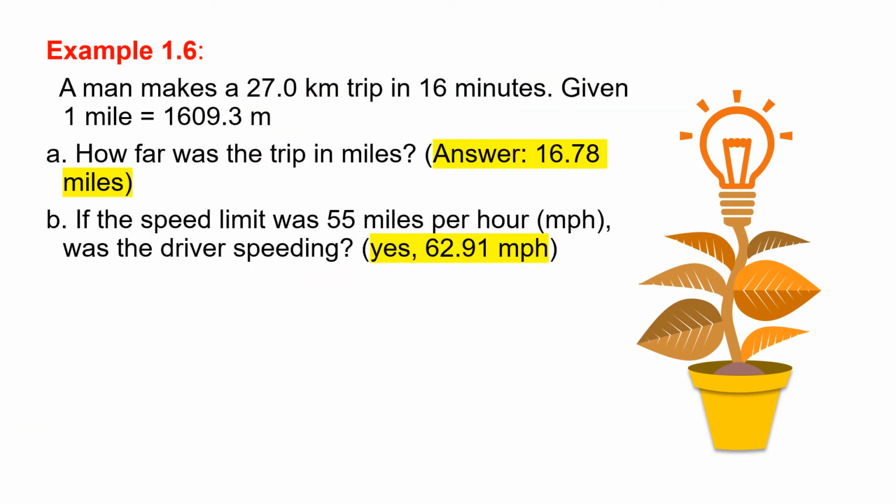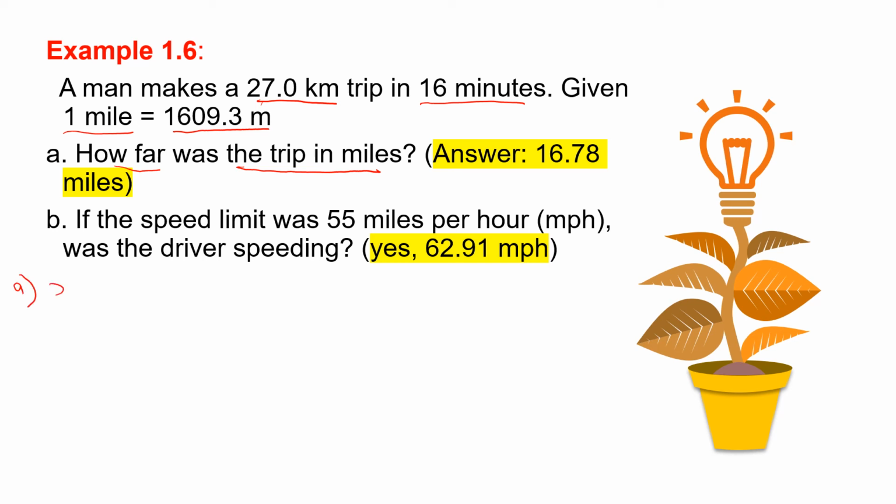Next example. The question is: a man makes a 27 kilometer trip in 60 minutes. Given 1 mile is equal to 1609.3 meters. So the question is, how far was the trip in miles? So he wants this kilometer in the unit of miles. You just need to convert.